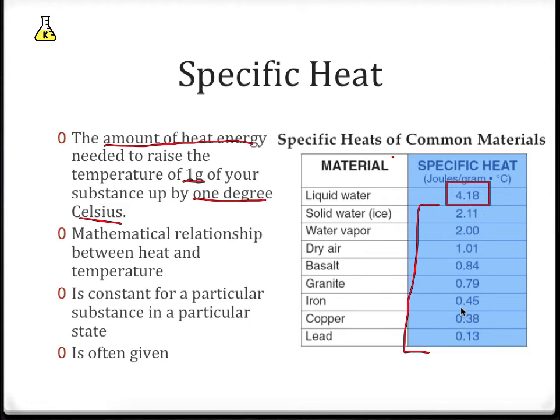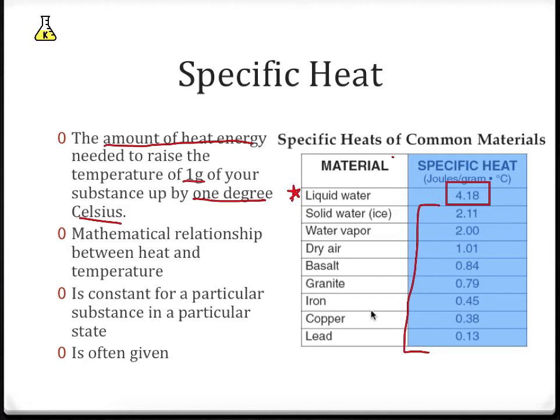It's twice as big as any of the others. That means it takes at least 2 times the amount of energy to get liquid water to change temperature than, say, for example, it does to get ice to change temperature. It takes 4 times as much to get air to change temperature, and pretty much 10 times as much to get iron to change temperature.